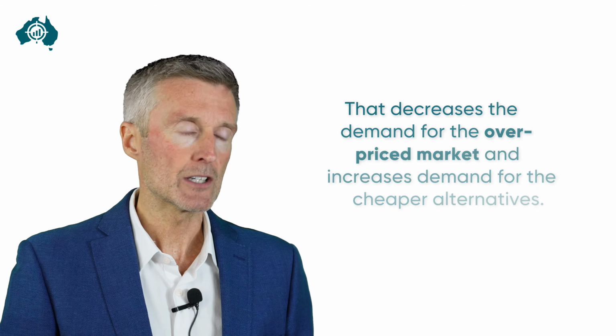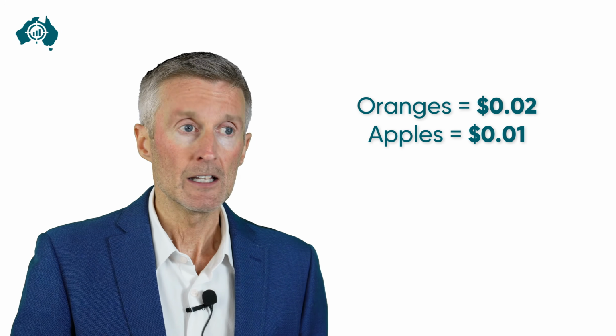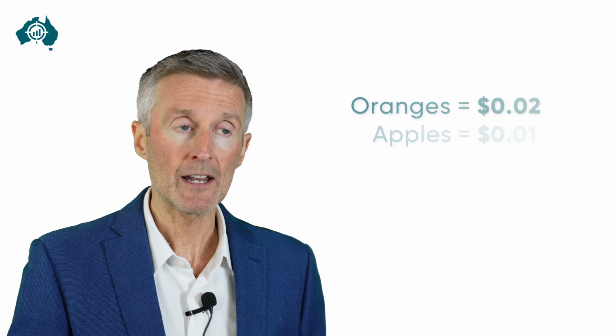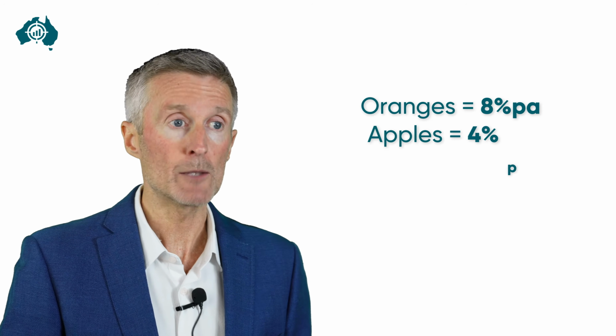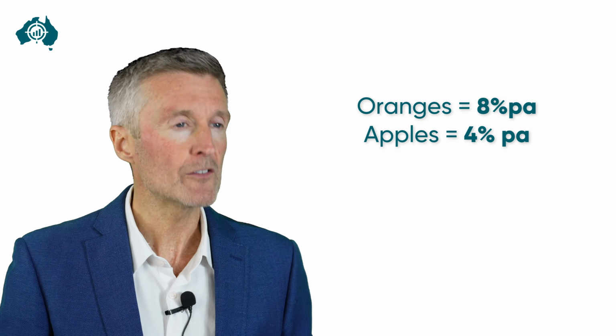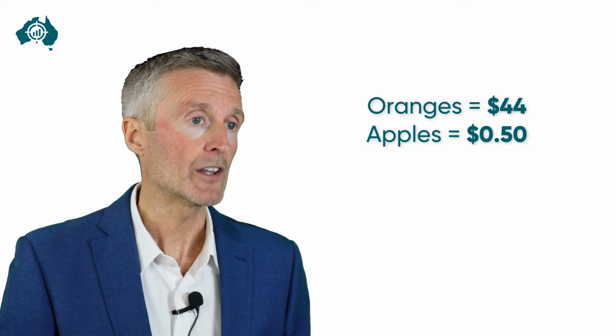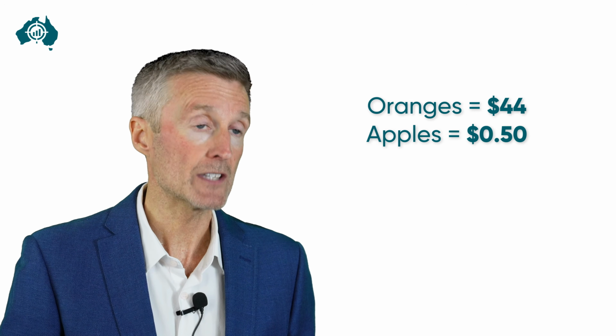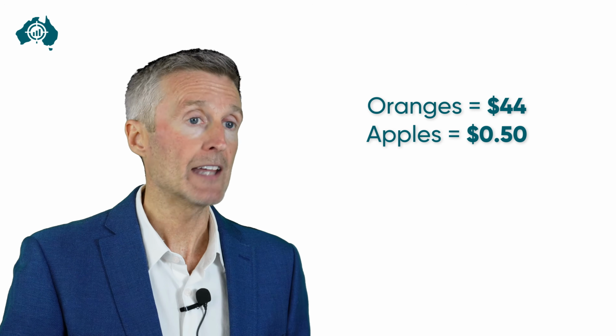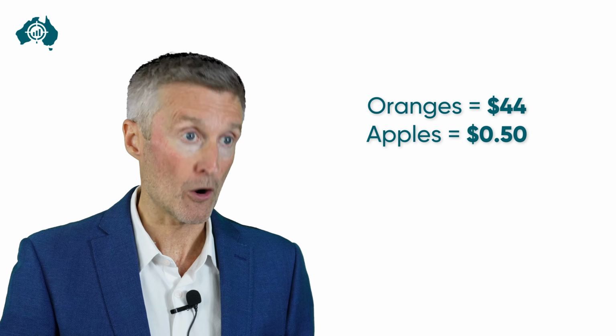So imagine 100 years ago, oranges were worth 2 cents and apples were worth 1 cent. Now also imagine that over the 100 years, oranges grew at 8% per annum and apples only at 4% per annum. After 100 years, a single orange would cost $44, while an apple would cost around 50 cents. In other words, you could buy 88 apples for the price of a single orange.